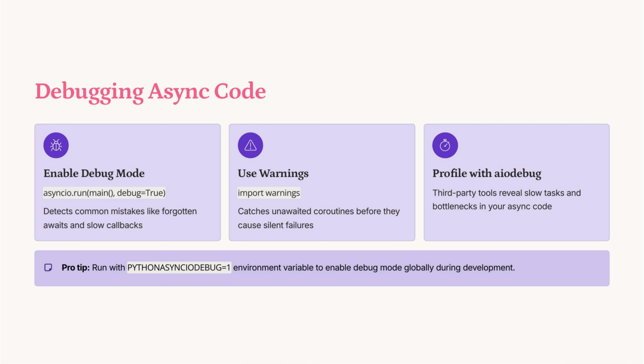Enable debug mode in asyncio to catch common mistakes like forgotten awaits and slow callbacks. Use warnings to detect unawaited coroutines early. Profile your code with asyncio debug to identify slow tasks and bottlenecks. For a global debug mode during development, set the PYTHONASYNCIODEBUG=1 environment variable.